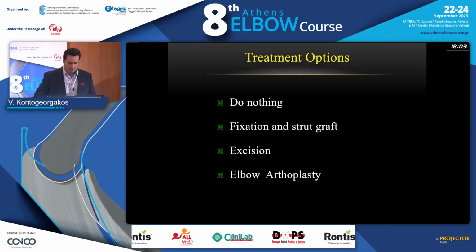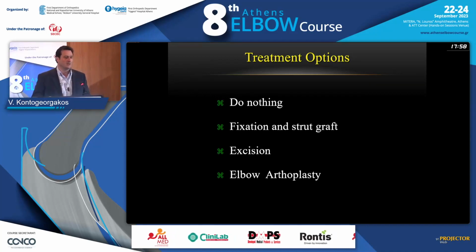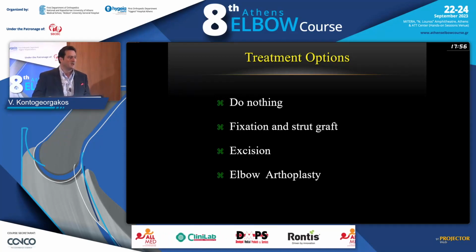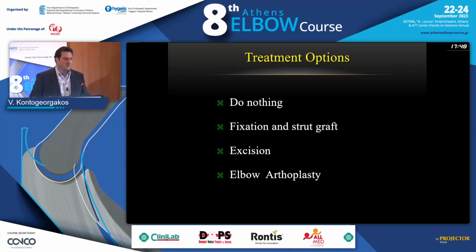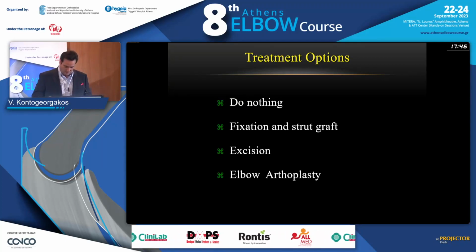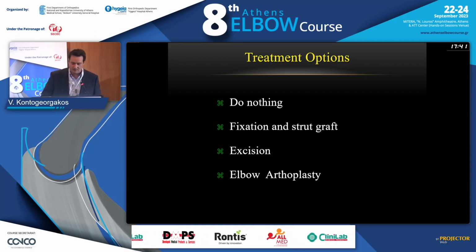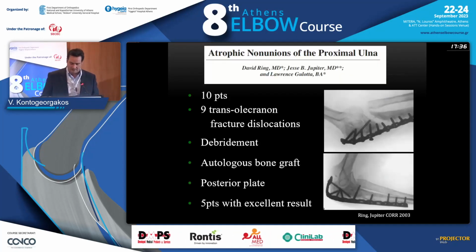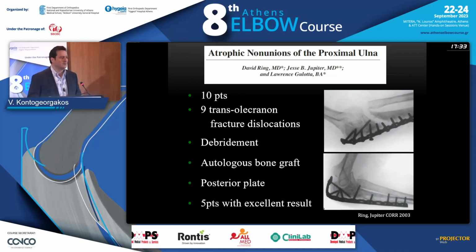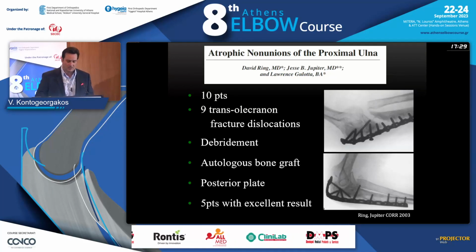The treatment options for this case: just do nothing for low demand patients with a stable fibrous non-union, which is enough for the daily living in these patients. We may use new fixation and use grafts. Excision, if there is a small piece, we can excise in a low demand patient, and sometimes we have to do an elbow arthroplasty.